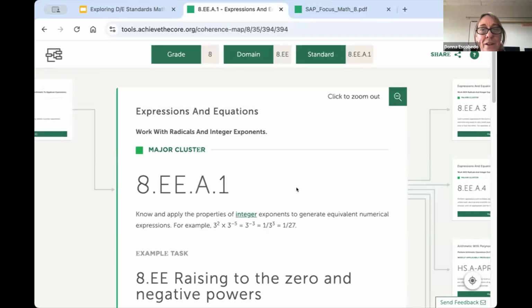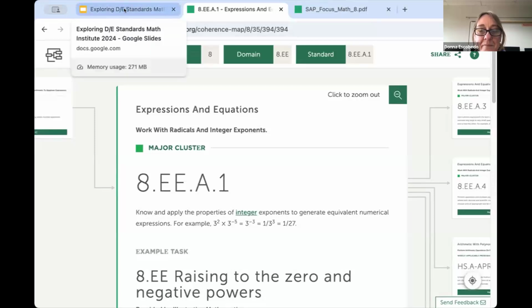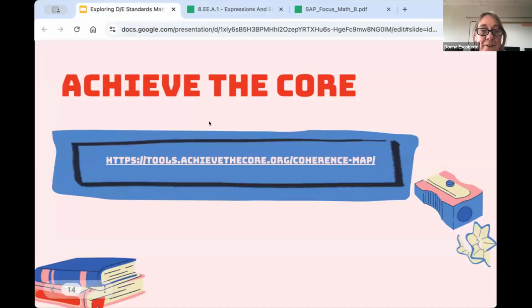All right. Questions about the tool? Right. So that has been something that has helped me make sense of these standards, all in one place. All right. And we'll have some time to play with that at the end. So stay with me for a little bit longer and then we'll play.